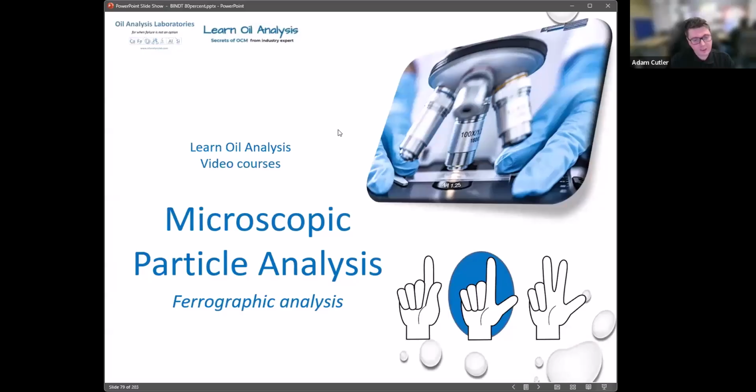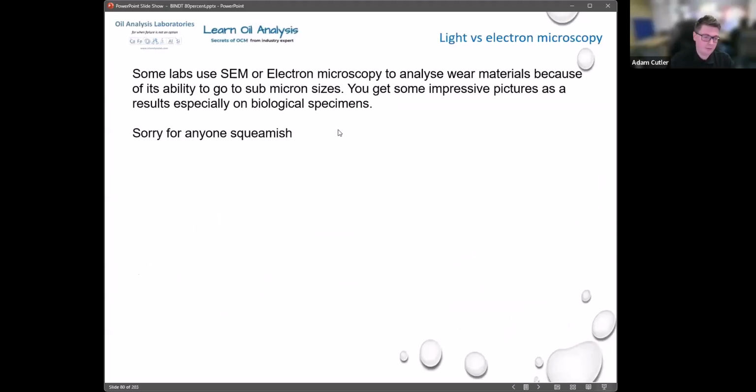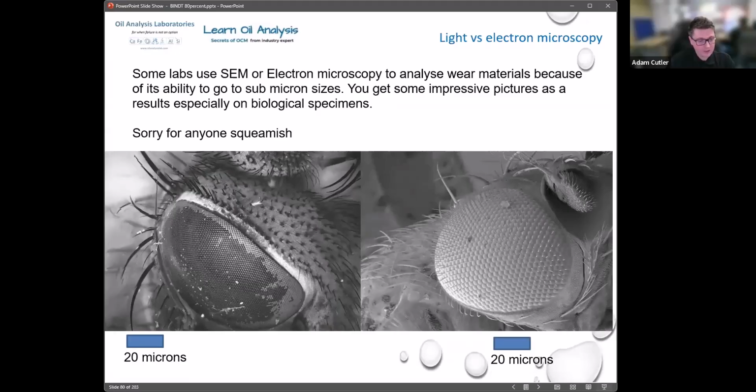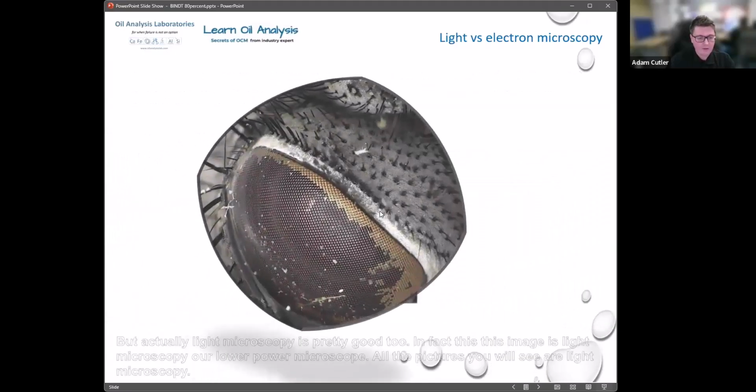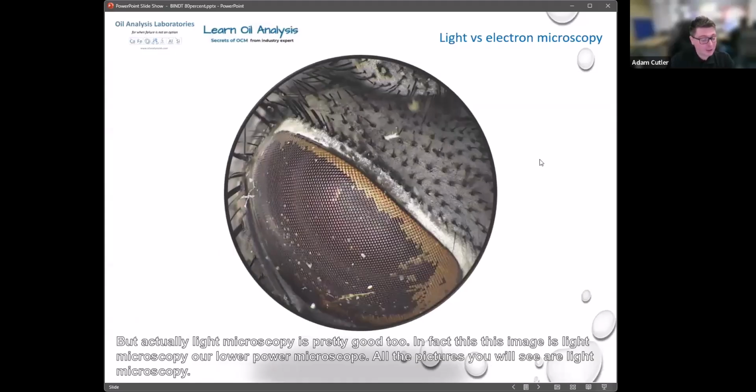So a little bit of microscopy analysis as well. That's another way of assessing particles and seeing what's in there. A lot of people will go and look at SEM microscopes or SEM microscopy, and the reason is you get some nice pictures. Apologies for anyone who's squeamish here, but you get some really nice pictures by electron microscopy. You can see this fly's eye here. The point is that light microscopy is pretty good too. And in fact, this image is light microscopy.